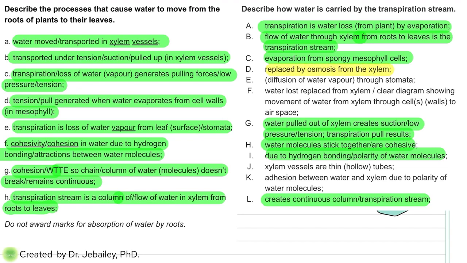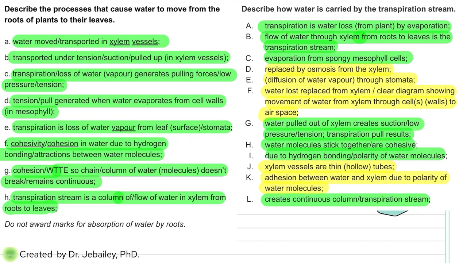It did not mention any osmosis on the first one. Diffusion of water vapor through the stomata. It did not mention anything about stomata. Water loss replaced by the xylem. Clear diagram showing the movement of water from the xylem through the cell walls to the airspace. Xylem vessels are thin, hollow tubes. It doesn't even describe xylem in the first one. Adhesion, which is not mentioned on the first one, between the water and xylem due to the polarity of water molecules.